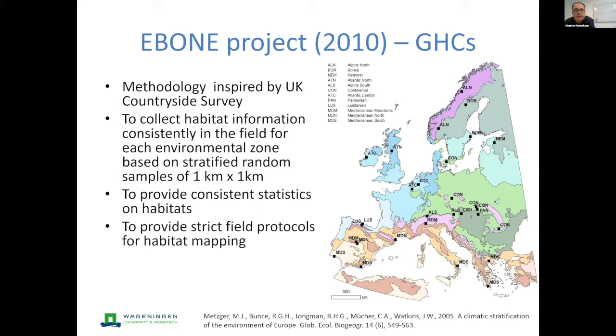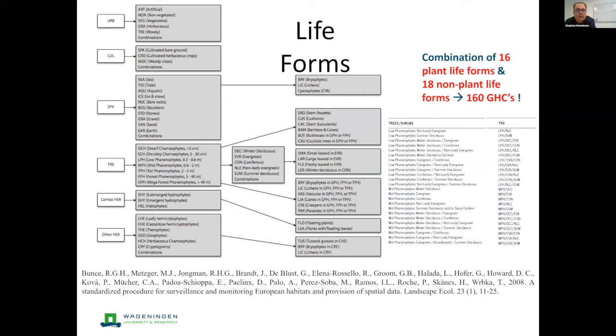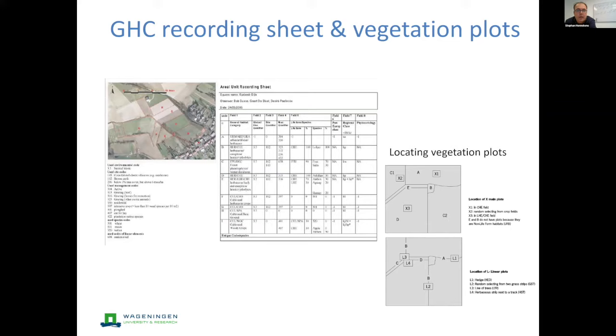But also, to map the habitats within the 1 square kilometers, eBone did provide strict field protocols for field habitat mapping. And in fact, it was based on different life forms, and the combination of different plant life forms and non-plant life forms did define the general habitat category. So on the right side, you see just a small part of the general habitat categories, in this example for trees and shrubs. And then within each square kilometer, the general habitats were mapped by visual interpretation of aerial photographs, and then they were described not only by the general habitat category, but also by different qualifiers, which could be site qualifiers, but also management qualifiers.